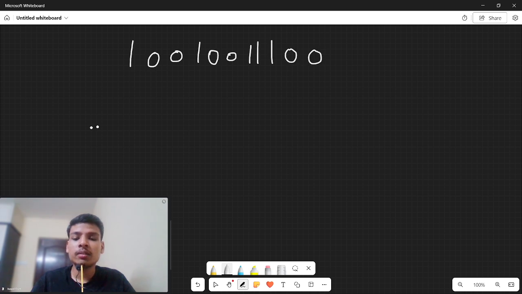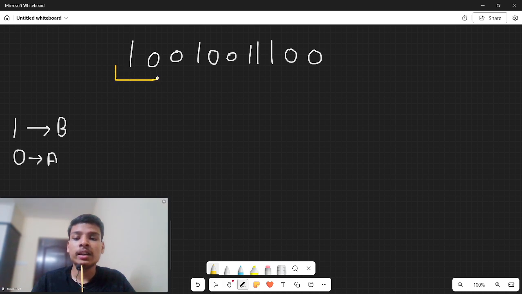Okay, so here 1 represents the fishes which are caught by Bob, and 0 represents the fishes which are caught by Alice, right? So what we have to do is divide this particular string of the fishes into multiple contiguous subarrays, right?